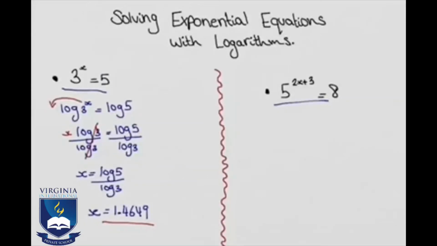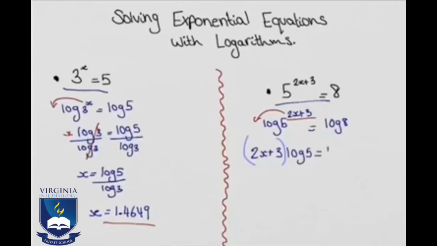Now in this equation we have 5 to the power of 2x plus 3 is equal to 8. So the first step we're going to do, we're going to add log to both sides. So we're going to have log 5 to the power of 2x plus 3 equals log 8. And the second step is we're going to bring this one before the log. So we're going to have 2x plus 3 log 5 is equal to log 8. And to get rid of log 5, we're going to divide by log 5 on both sides. So this one's going to go, and we're left with 2x plus 3 equals log 8 over log 5.